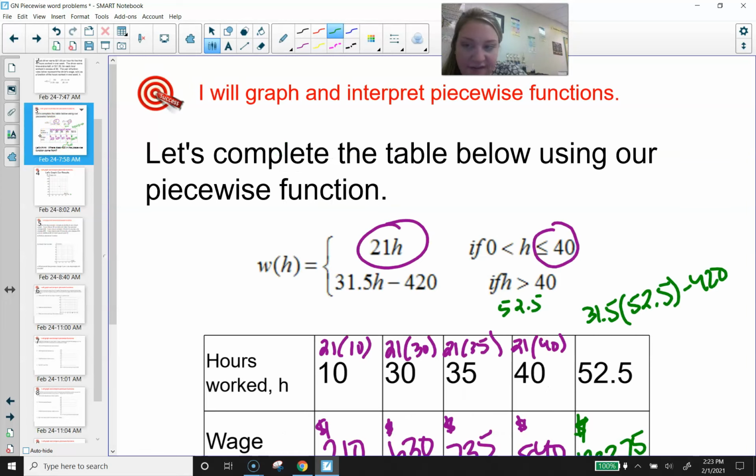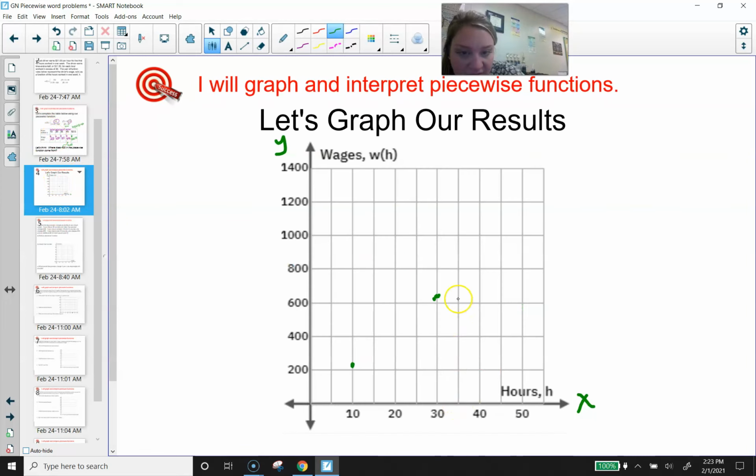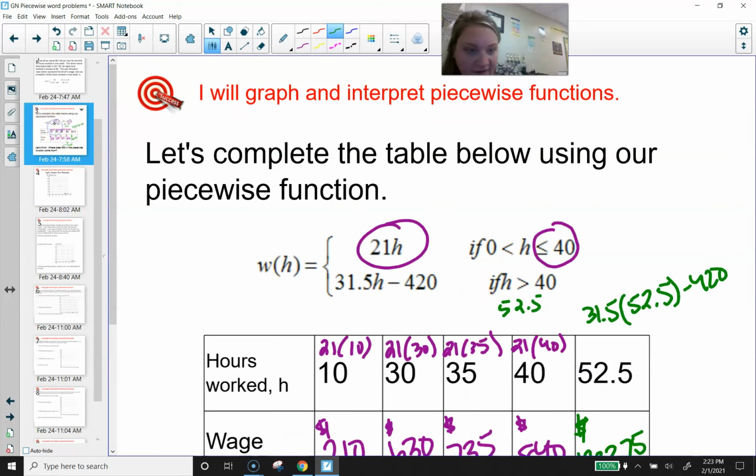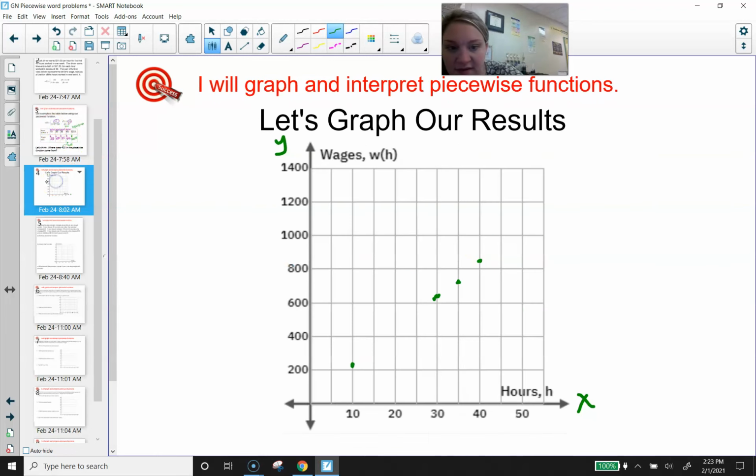There is 35 and 735. There was 40 and 840. And then we had 52.5, that right here, and about 1200-ish. Okay. And it's not on there, but if I don't work any hours, I'm not going to make any money. So these will always start at the origin. Okay.